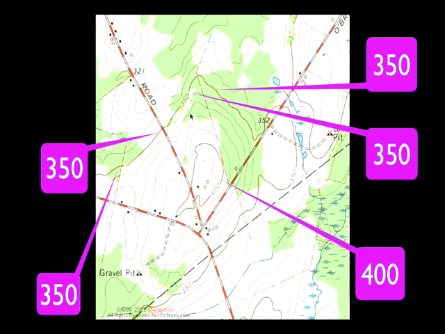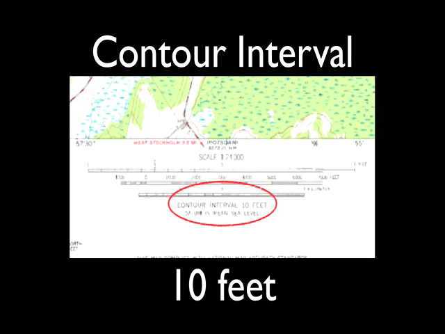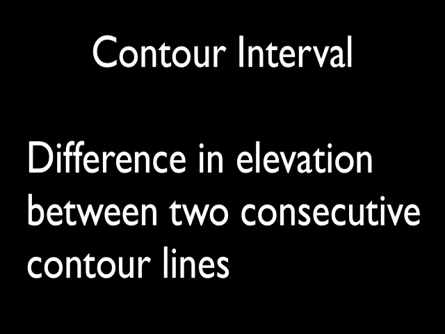Well, we could subtract the two and maybe figure it out, but there's actually a much easier way. All you have to do is look at the bottom of the map for what's called the contour interval. The contour interval is located right there at the bottom of the map beneath the scale. And here it says that the contour interval is about 10 feet. The definition of a contour interval is the difference in elevation between two consecutive contour lines.